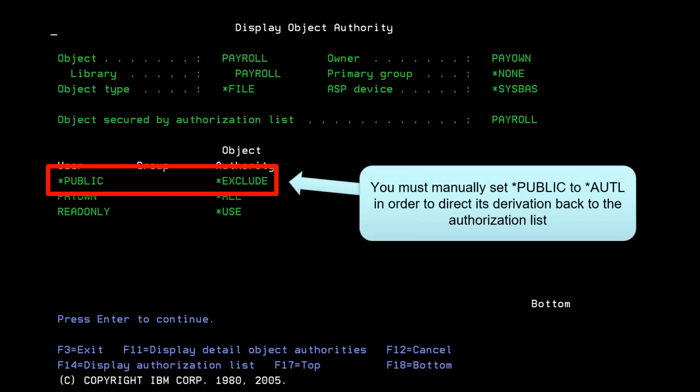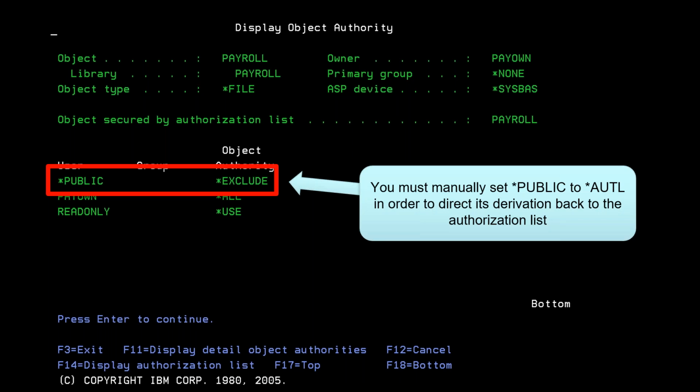Now you'll see here that public is set to exclude, okay? And when we created the authorization list, we designated a public setting on the list. But it's important to understand that the public permissions on an object will only defer back to the authorization list if we designate a special value here of *AUTL. In other words, what's happening when the operating system gets a request from a user is it kind of pinballs back and forth between the object and the authorization list.